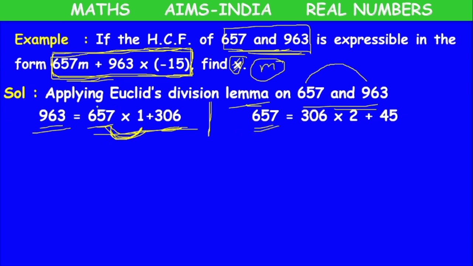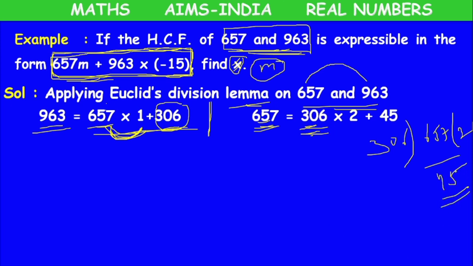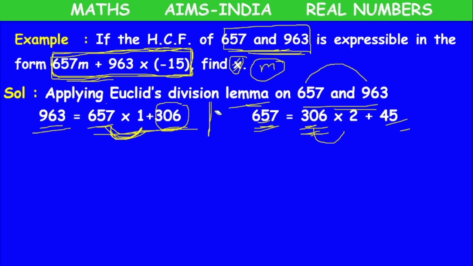657. This divisor will become the dividend. Remainder will become the divisor. 306 twos are, we will get some number. With 306, we have to divide 657, then 2 times. 2 times we have to divide, we will get a remainder 45. So 2 is the quotient, 45 is the remainder. This is the second step we have written using Euclid division lemma.